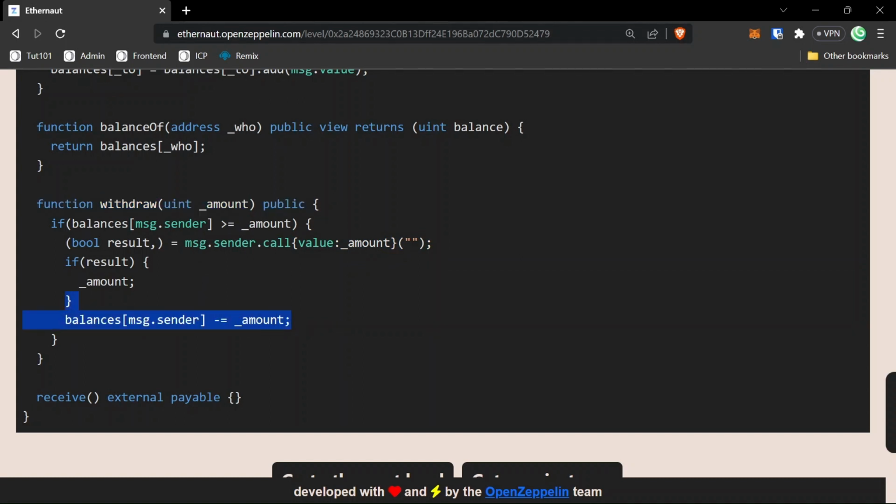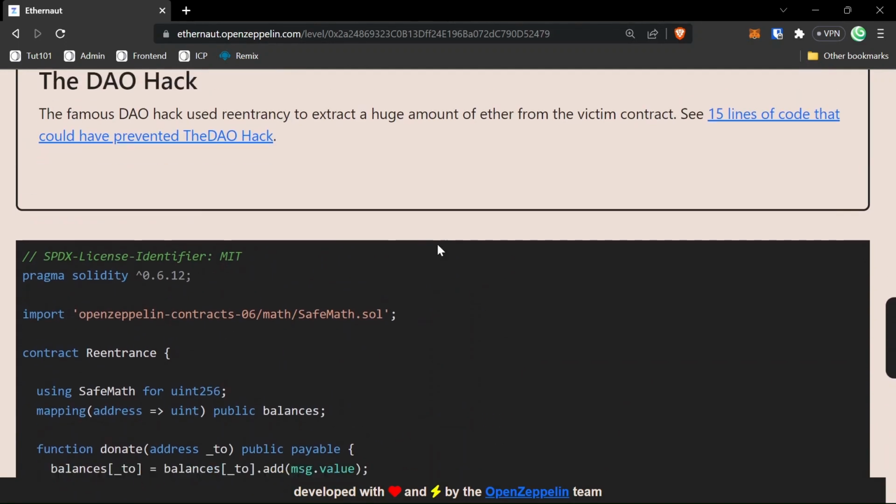As we are doing the effects at the end, we are doing the state change at the end. At this point, the balance is still high, and because of that, we can call this function again and again, and it is going to loop, and we'll be doing that till the contract is drained. Okay, that's all about this contract.